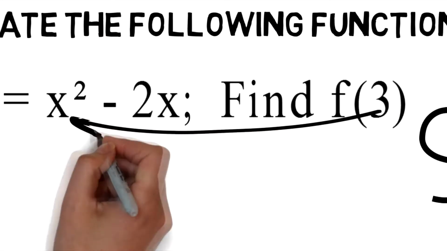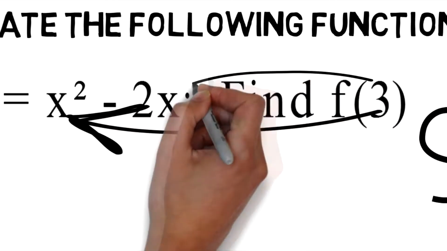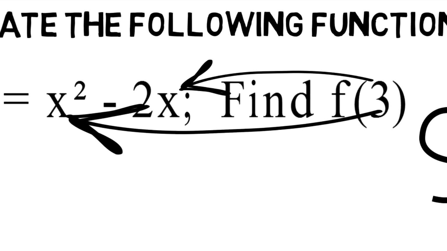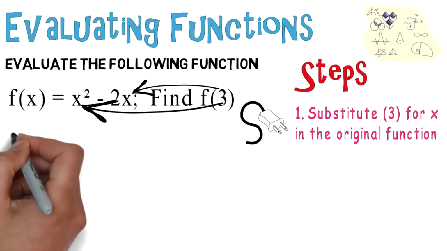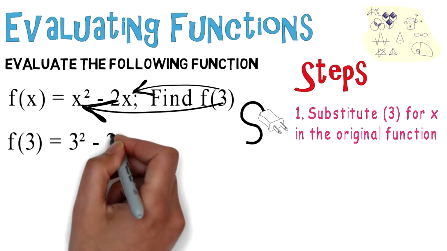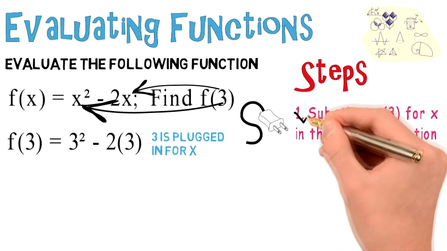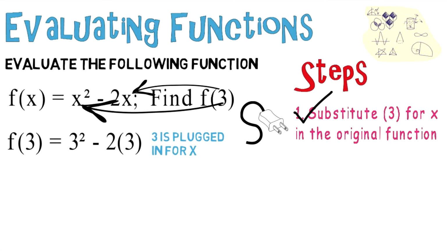There goes your 3, and you want to plug it in for x anywhere you find x, which is there and there. Now you wind up with f of 3 equals 3 squared minus 2 times 3. And I want you to notice that 3 is plugged in for x. So now we can check off the first step, which brings us to step number 2.